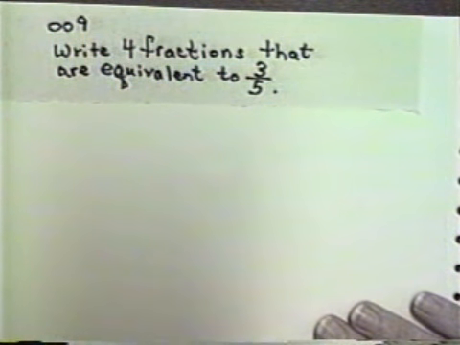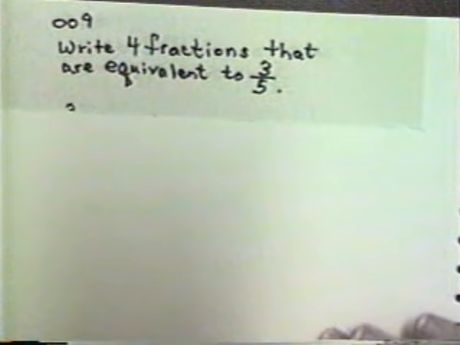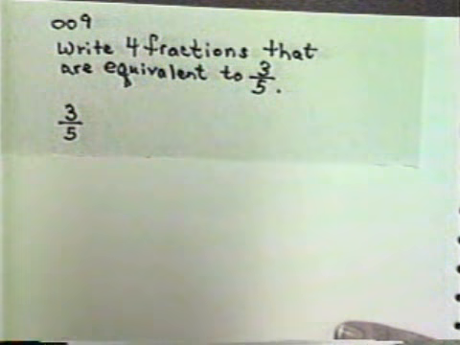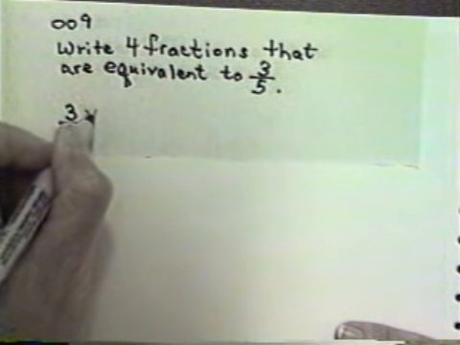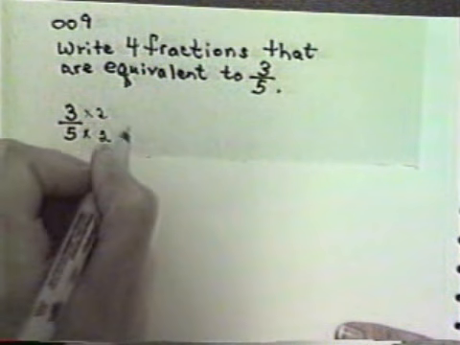Now let's come up with some equivalent fractions. First thing I want to do is to write 4 fractions that are equivalent to 3/5. So let's start with the fraction 3/5 and come up with another fraction that's equivalent to it. Now there are all kinds of ways I can do this. All I have to do is to multiply my numerator and multiply my denominator by the same number. I can pick any number I want. Let's start with 2. That's an easy one to multiply by. So I'm going to multiply each part of my fraction by 2.